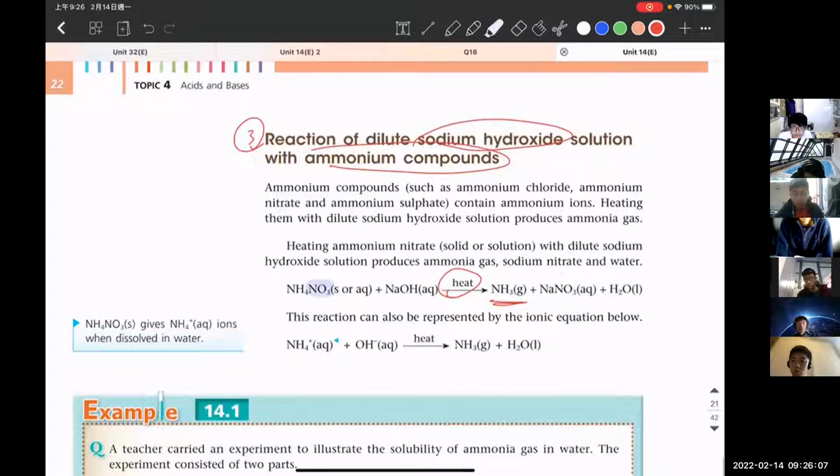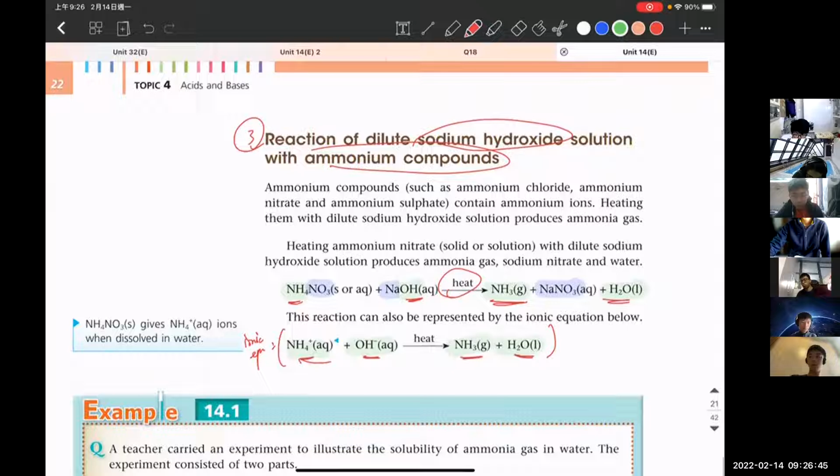Nitrate here, and sodium ion form what? Sodium nitrate. So leaving behind the ammonium ion and hydroxide ion to form ammonia and water. So once I write down the ionic equation, it will be written like this. Can you see that? The green one goes together with the green one. Now this is how you approach the problem.